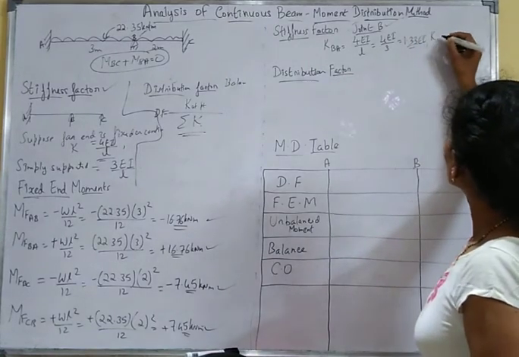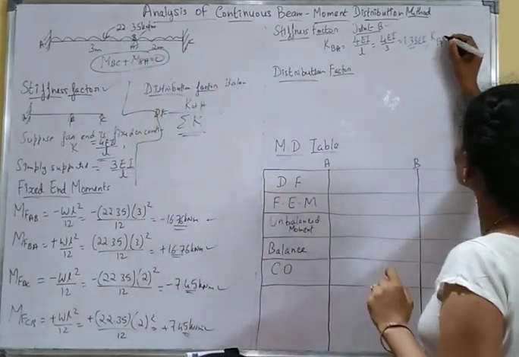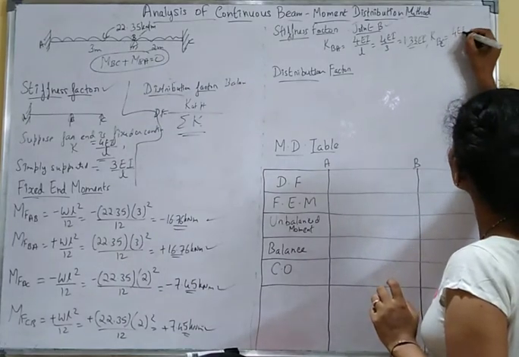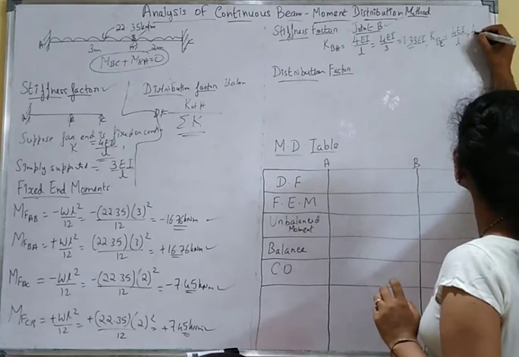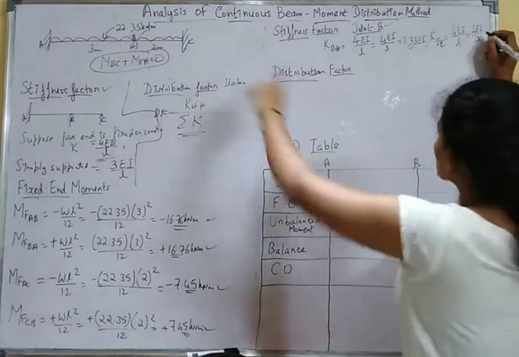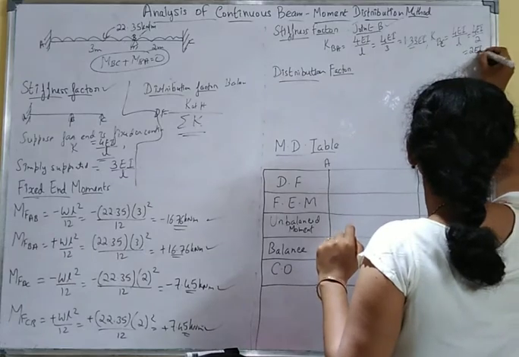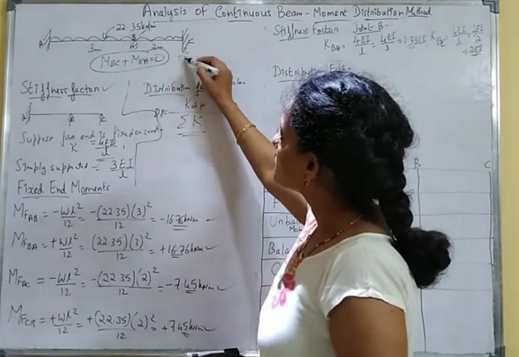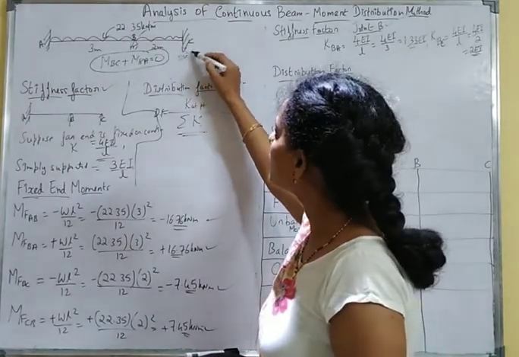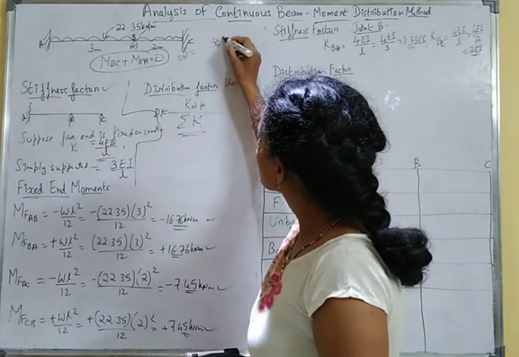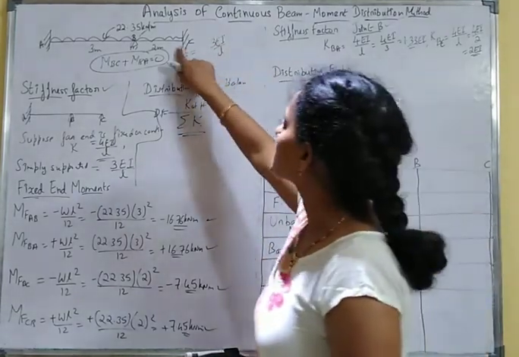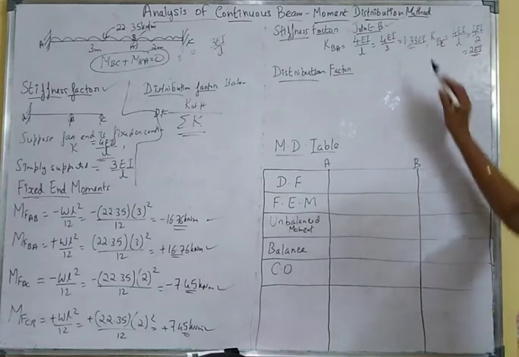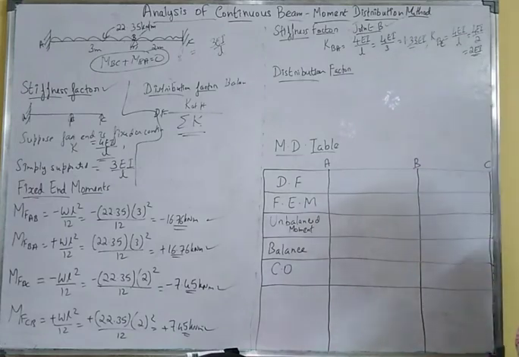Suppose it is now KBC, this joint. Here again it is fixed, so it will again be 4EI by L, that is 4EI by 2, the span is 2 meters, which is nothing but 2EI. Okay, this is the stiffness factor. Suppose if there is any simply supported or hinge over here, then BC will be 3EI by L. Now it is just fixed end, so you will have both 4EI by L and 4EI by L. Substitute the value of L and get the stiffness factor.